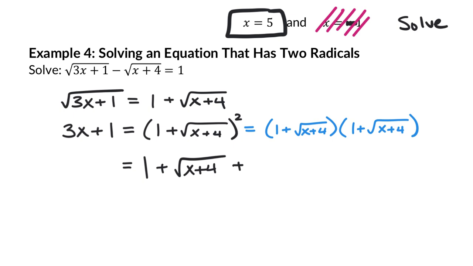We go inner. That's this right here. Square root of x plus 4 again. And then we multiply the lasts. What is square root of x plus 4 times square root of x plus 4? What happens when you multiply 2 of the same square roots together? They cancel. This just becomes x plus 4.